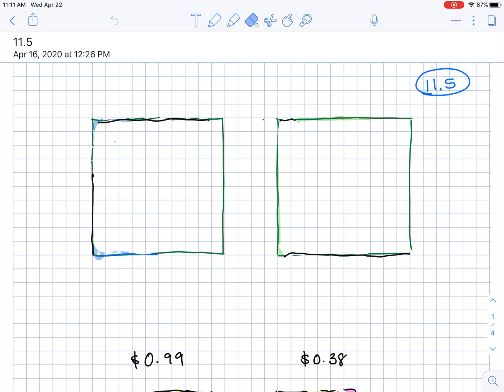Welcome to math. It is comparing. We're going to compare and order decimals today. This is lesson 11.5. But before we turn there, let's go over this just a smidge.